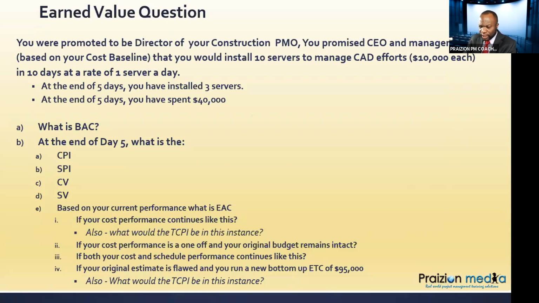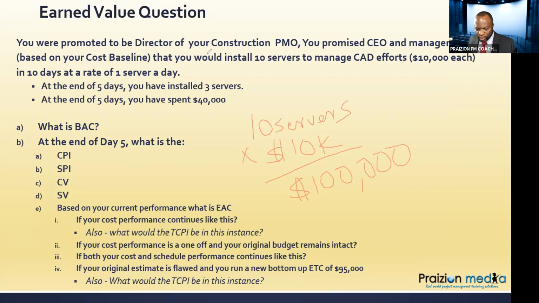I'll say, okay, 10 servers times $10,000 is going to give me $100,000. And I'll keep reading. And if I see anything else, I would add it. But there's nothing else. So it seems like this $100,000 is our what? What do we call this $100,000? Can someone chat into us? Tell us what that is.